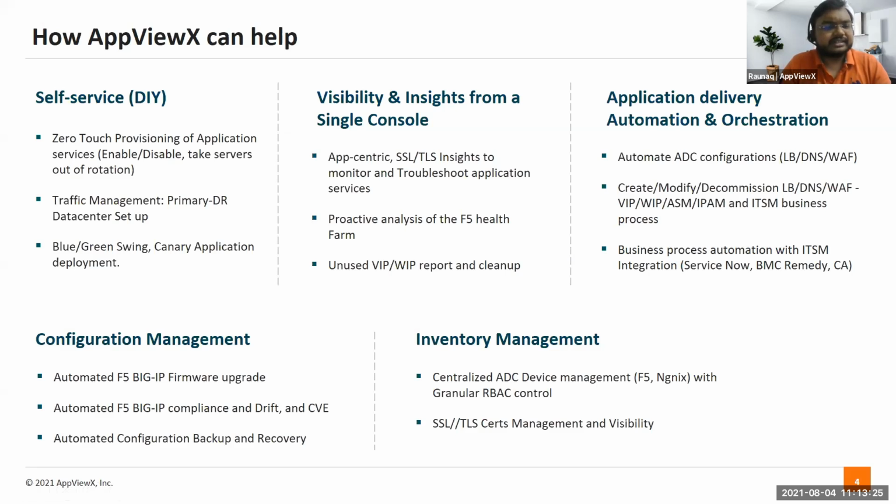Primary and DR data center setup, right? So you get high availability. There is always high availability on AppUX, in that sense, wherein if your primary server goes down, your application is up and running, you can do whatever you want with your services, right? And then of course, blue-green swing, canary application deployment.